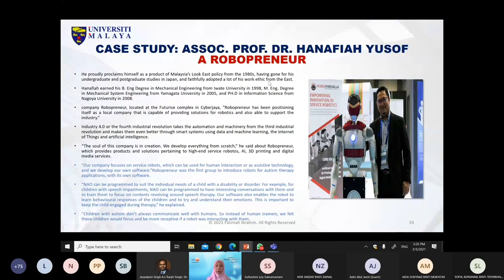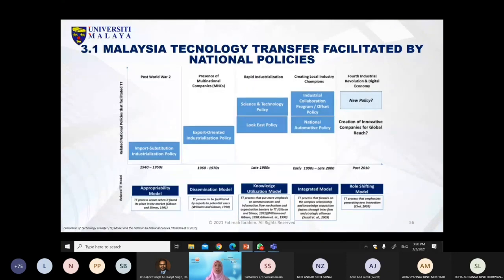You can see how they do the programming for the robot, and the robot is able to talk and mimic like a human being. And when they say that the first robot ever in the world is Sophia, but in Malaysia Professor Hanafiah already had the first robot. We call it Adam, a humanoid robot. So this is the trend of the technology transfer policy.